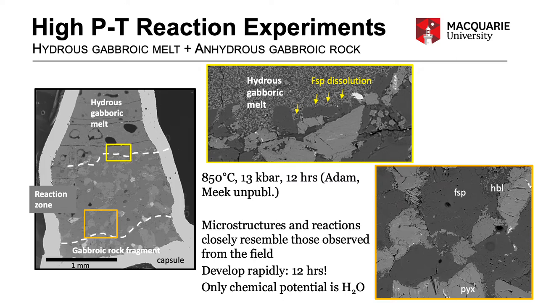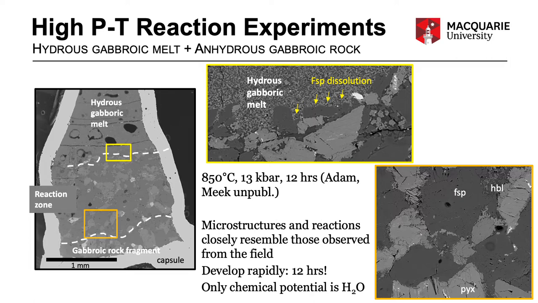We've recently completed some experiments where we took some dry gabbroic rock, pyroxene plagioclase, and we reacted it with a hydrous version of itself. The hydrous gabbroic melt reacted with the dry gabbro to form coronas of hornblende amphibole around the pyroxenes in a very similar texture to what we see in the lower crust natural rocks.